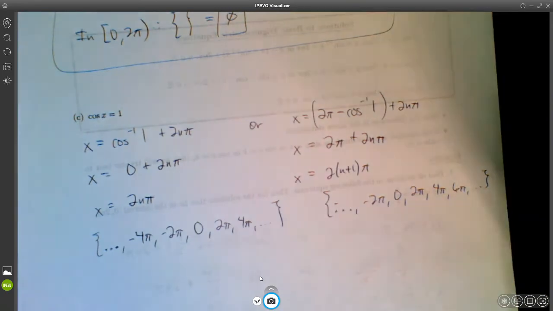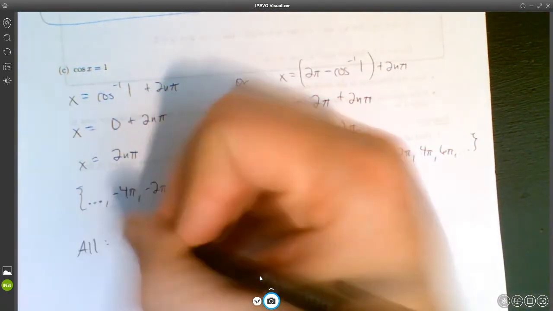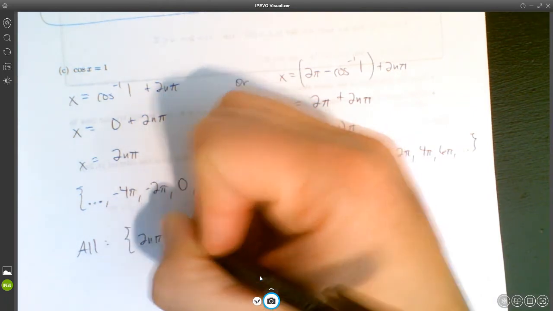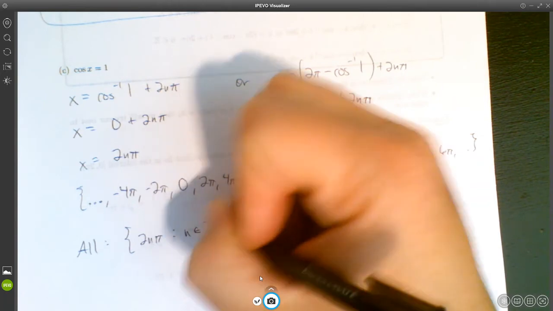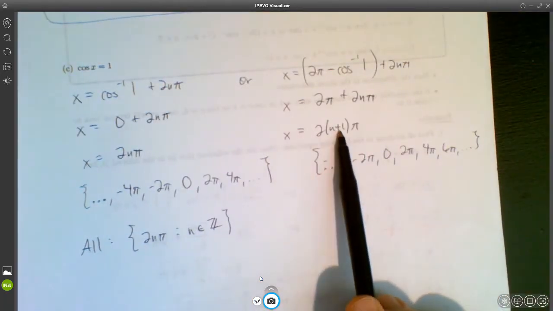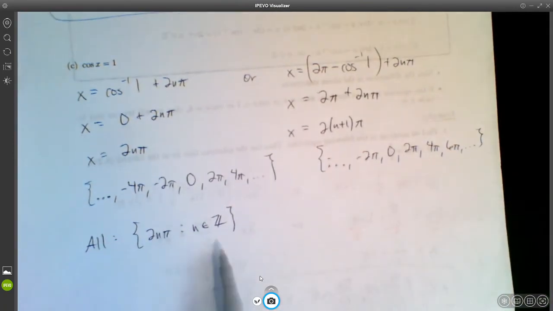So in reality, when we write down our solution set, all of our solutions are going to have the form 2n pi, where n is an integer. Okay, this rule generates the same set as this rule, right? So this is our solution set. These are all of our solutions.